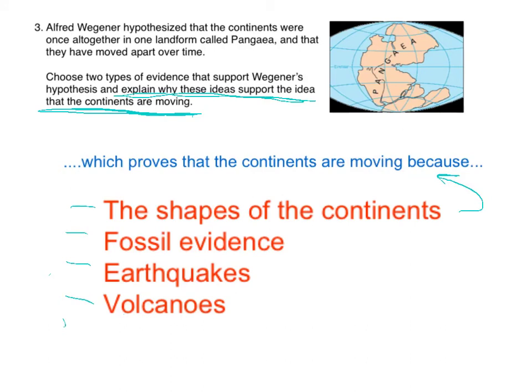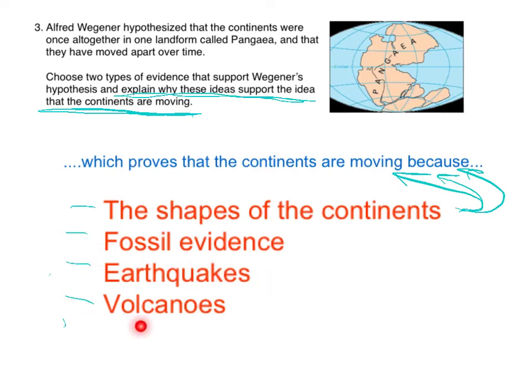Okay, see how it's so important to tie back to the question? If you chose fossil evidence as one of your types of evidence, you should have said something like, well, fossils of the same organism are found on many different continents today. And those continents today all have different climates. So it's not possible that the organisms could be living on all those different continents today. They must have once all been together and had the same climate, which proves that the continents are moving because they have since moved apart and have different climates. So those organisms wouldn't be able to live there anymore.